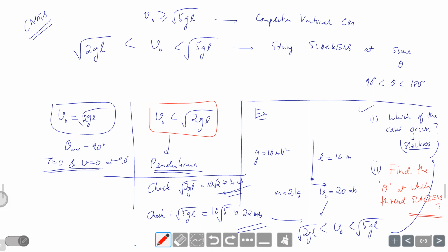cos theta will be inverse of 4/3. Take the inverse of 4/3, so then theta is not real. Just check your calculation. So I'm giving it a V naught of 20 meters per second. Its length is 10 meters. Now, what is my condition for the string to slacken? Condition for it is that tension is 0.